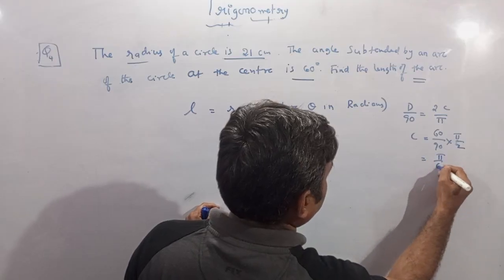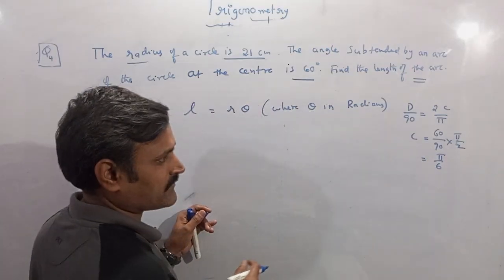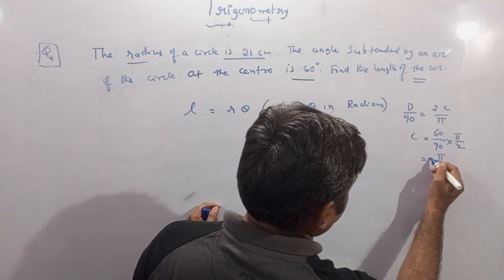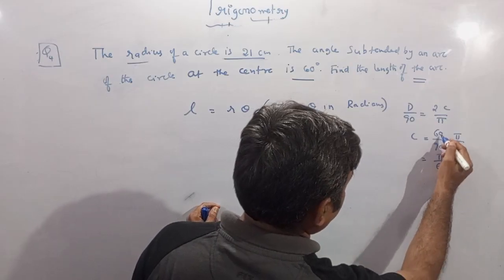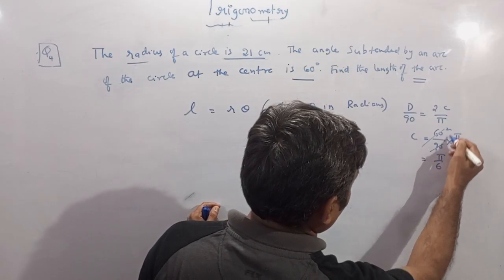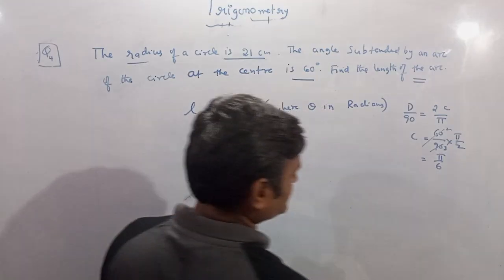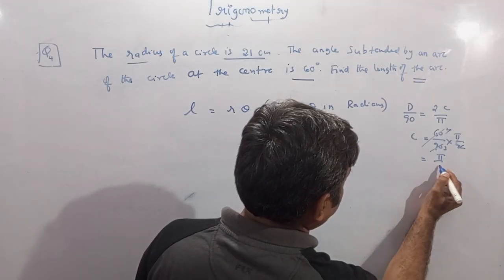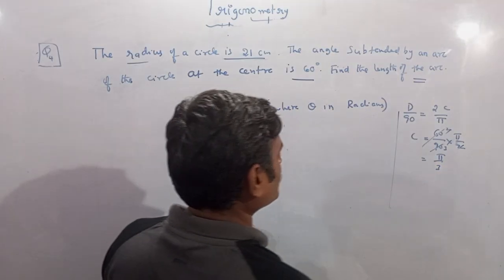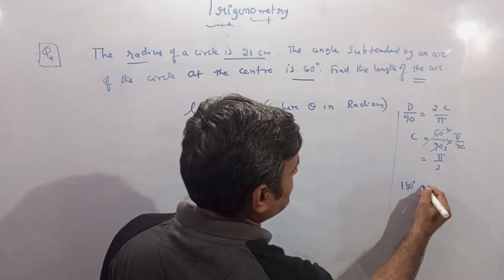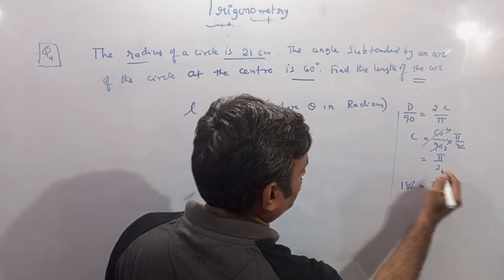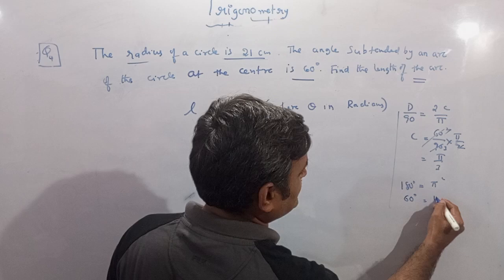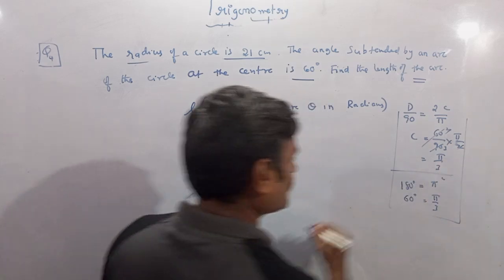What is this? This is pi by 6 times 2, this is 3 times. So the 2 got cancelled, and it is pi by 3. Or else you can simply do one thing: 180 degrees is pi radians. So here, 60 degrees is how many radians? Pi by 3. This is another form.